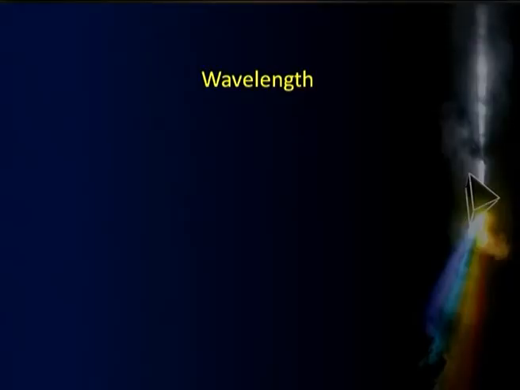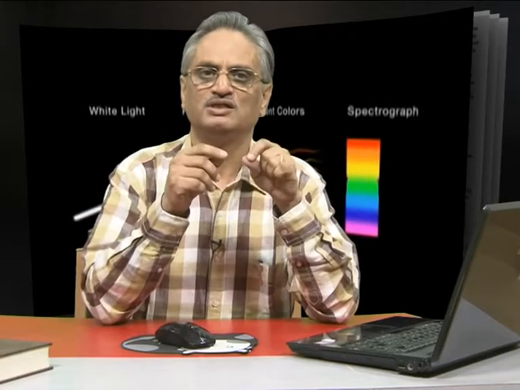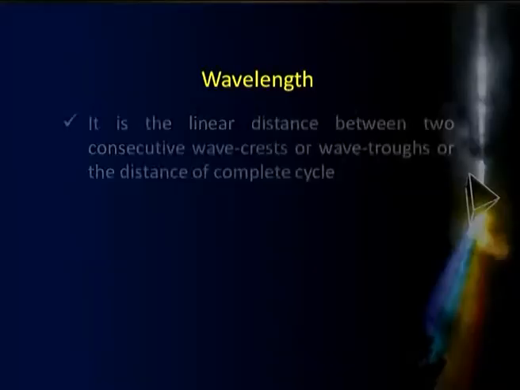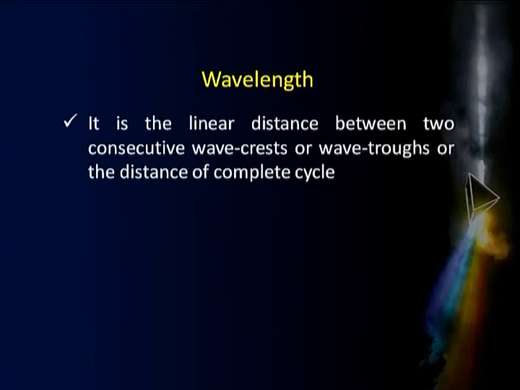Another characteristic of EM radiation is the wavelength. As the name suggests, wavelength means the length of one wave. In other words, it is the linear distance between two consecutive wave crests or wave troughs. That means you have two maxima, take the difference between the two, and that is a wavelength. Two minima, take the difference, or you start from any one point on the wave and look for an equivalent point. That distance happens to be the wavelength.